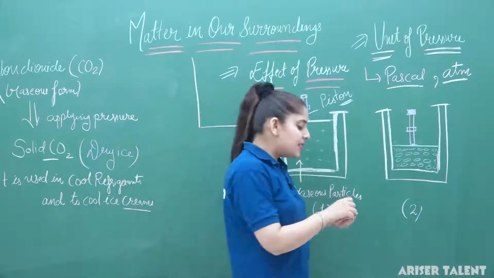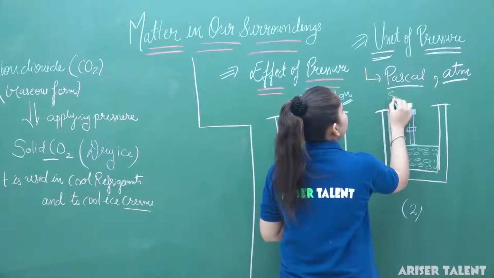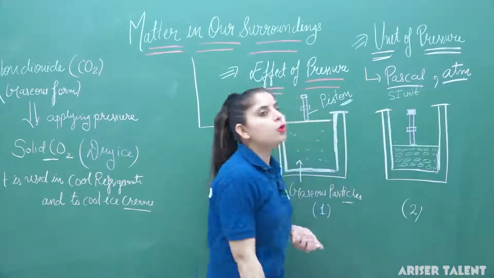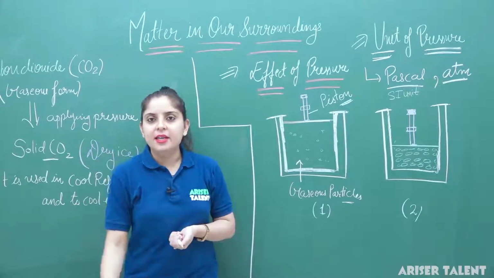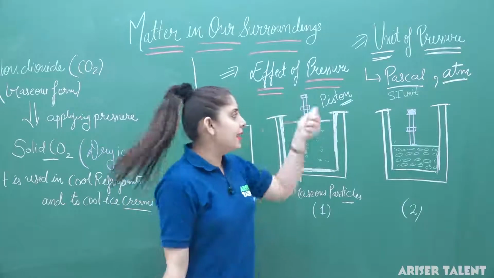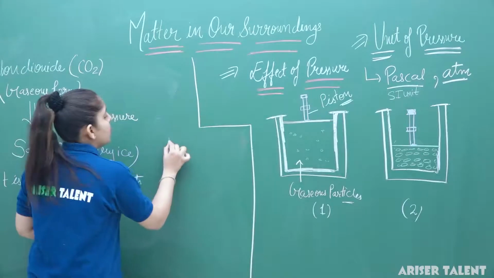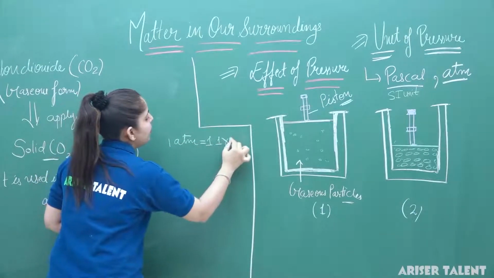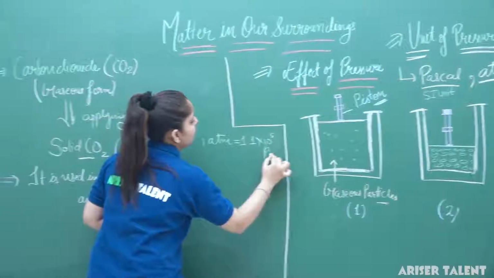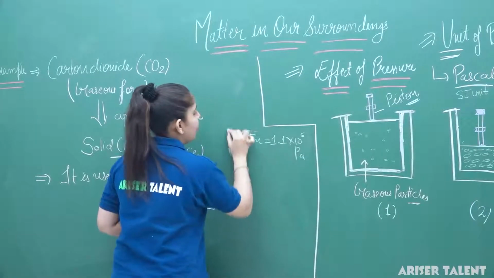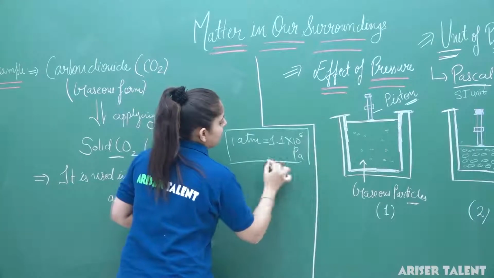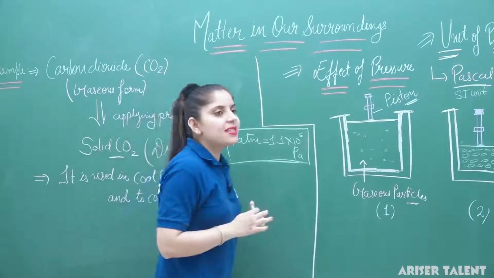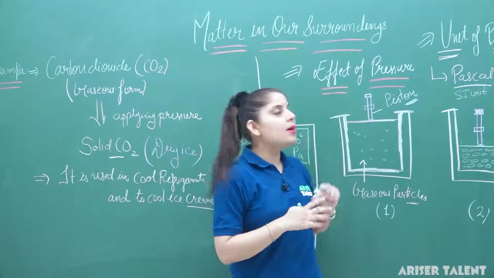Pascal is the SI unit for pressure. This is the SI unit of pressure, and when you want to calculate the pressure exerted by the gases, you usually write ATM here, and 1 ATM will be equal to 1.1 into 10 raised to the power 5 Pascal. This is the conversion formula. So this is the unit of Pascal, and Pascal is our SI unit of system in case of the pressure.